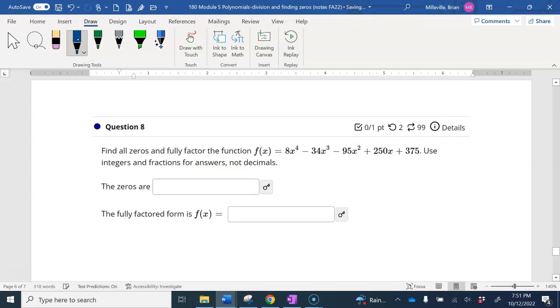All right, this one here, it's a fourth order. We want to find the zeros and then write the fully factored form out. I have this one loaded into Desmos. I'm going to use that to help us come up with the possible rational zeros. I'm just going to look at the possible rational zeros, and we're going to use the graph to help us eliminate the choices. There's a lot to choose from here. We have to look at factors of 375 divided by factors of 8. So let's avoid that by looking at the graph.